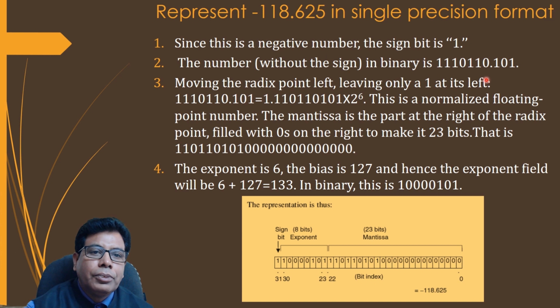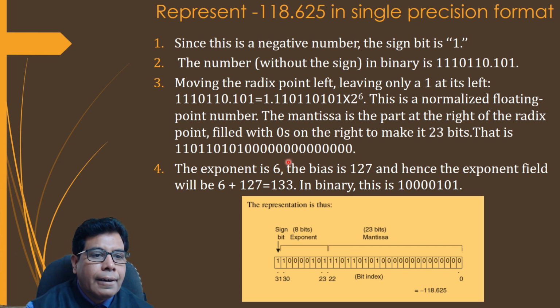So again we are shifting it by positions. So here we shift 1, 2, 3, 4, 5, 6 positions. So it will be 1.110110101 into 2 raised to 6. So this is the normalized floating point number, and the mantissa part will be to the right of this dot, or the binary point. So we have to fill it with the zeros.